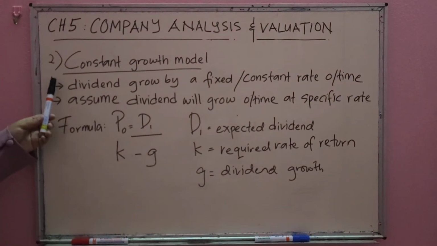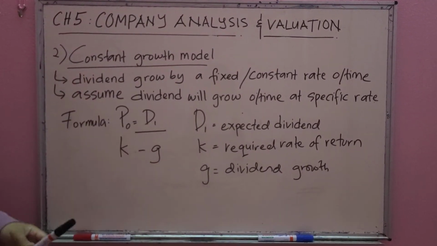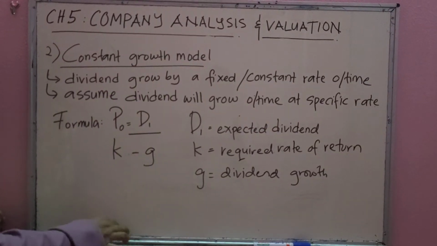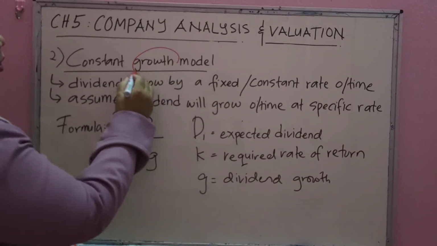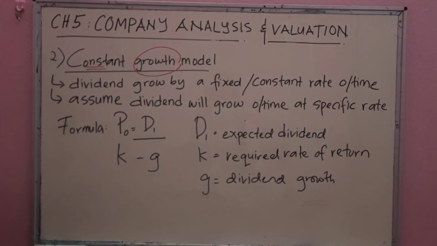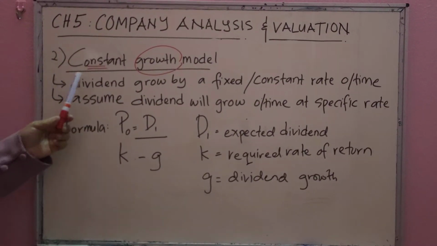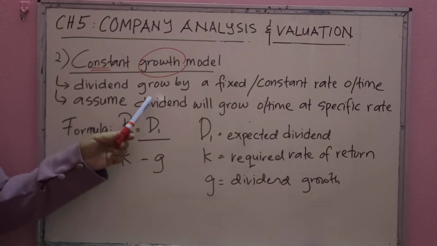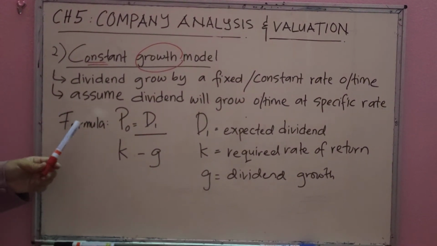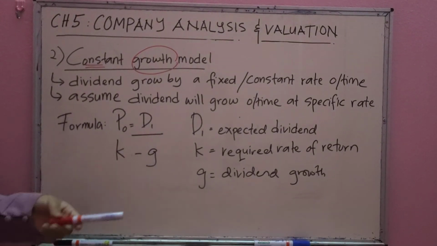Alright, the second approach we will call the constant growth model. By the name itself, there is growth here, but the growth is constant. That's why it's called the constant growth model for the dividend. In the constant growth model, the dividend is growing by a fixed or constant rate over time, and it's assumed that the dividend will grow over time at a specific rate.